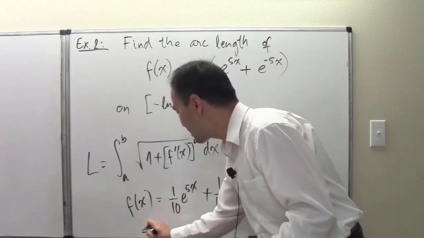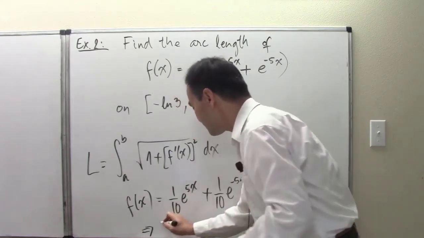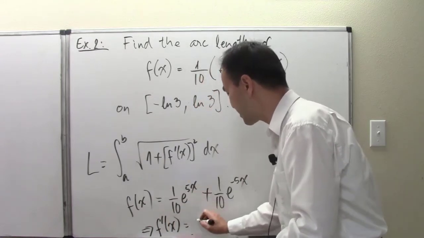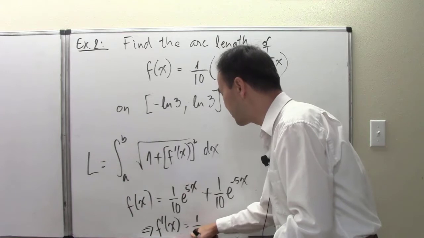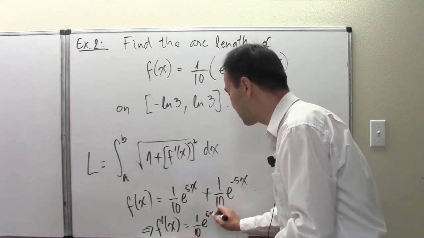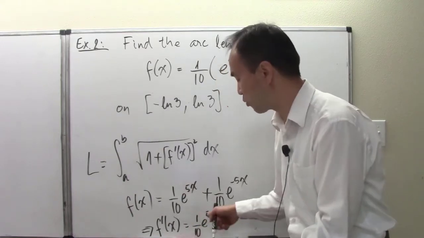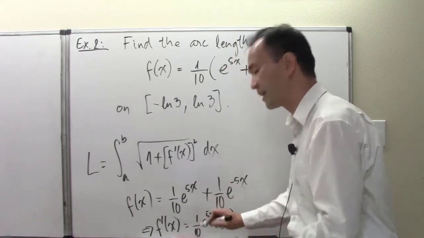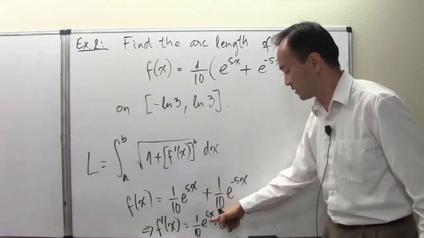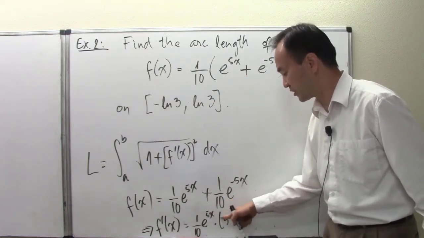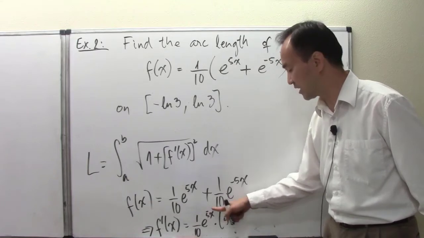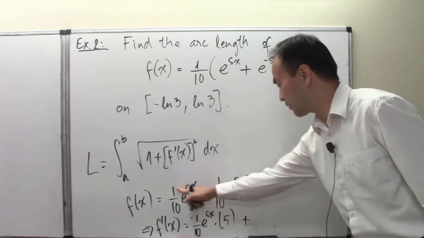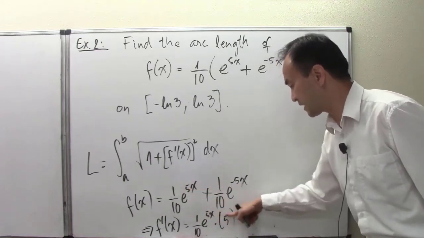So that means my f prime of x has to be, the coefficient stays the same, 1/10 times e to the 5x, because that's how we take the derivative of an exponential function. But don't forget, a little bit of chain rule kicks in. This is the inside function, so we multiply by the derivative of the inside, the derivative of 5x, which gives me 5. That takes care of the derivative of the first term.